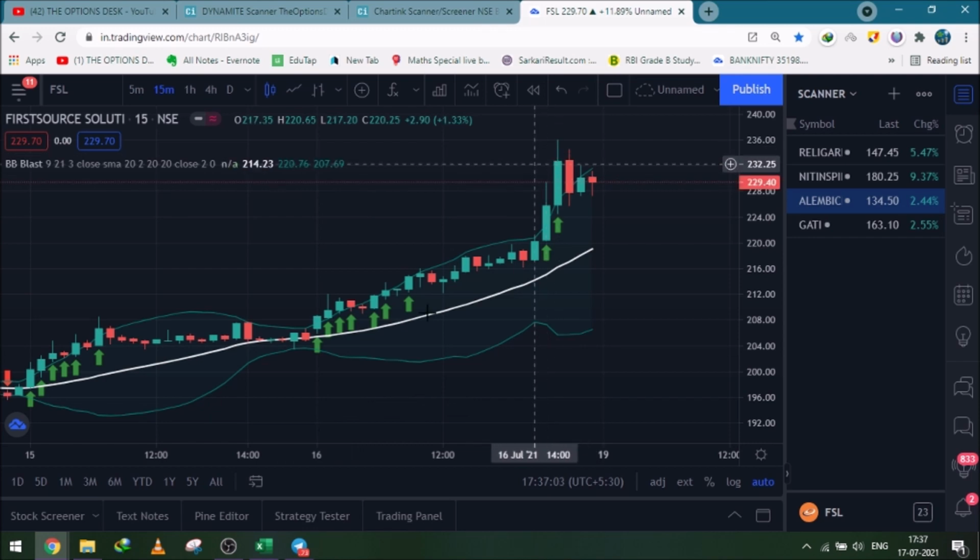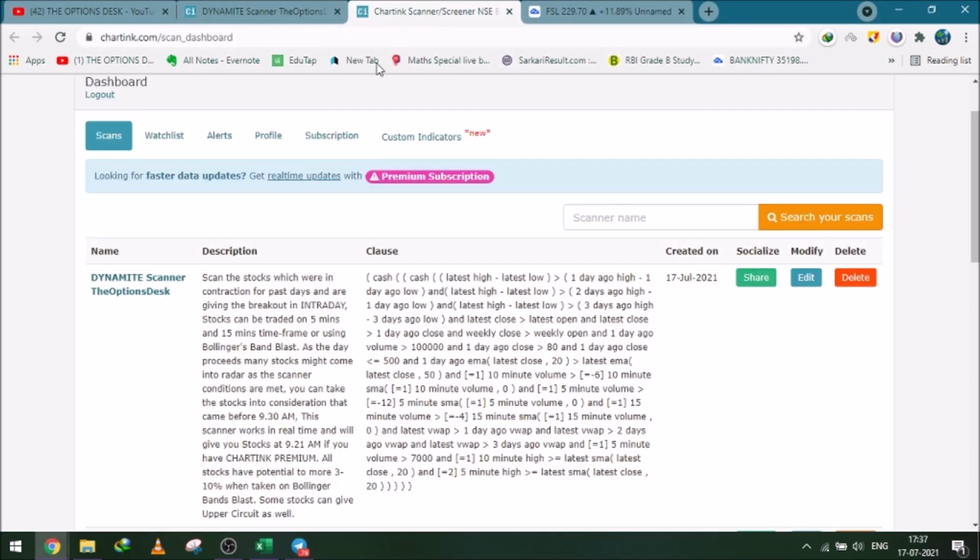And now one thing I would like to say, as per my advice and experience, if the Bollinger Band is getting blasted after 2 o'clock, there are less chances that the stock is going to get a big move. It can move 2 or 3%, but 5 to 7 or 7 to 10% is not going to happen because the market is coming to an end. That was for FSL. Now let's see the other stocks.